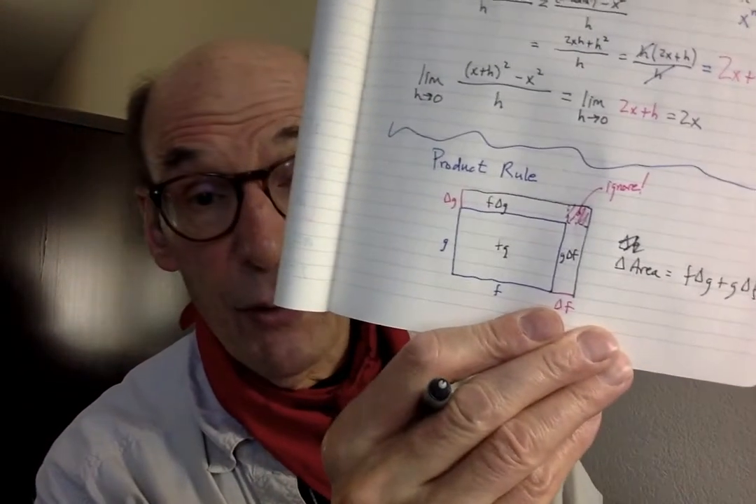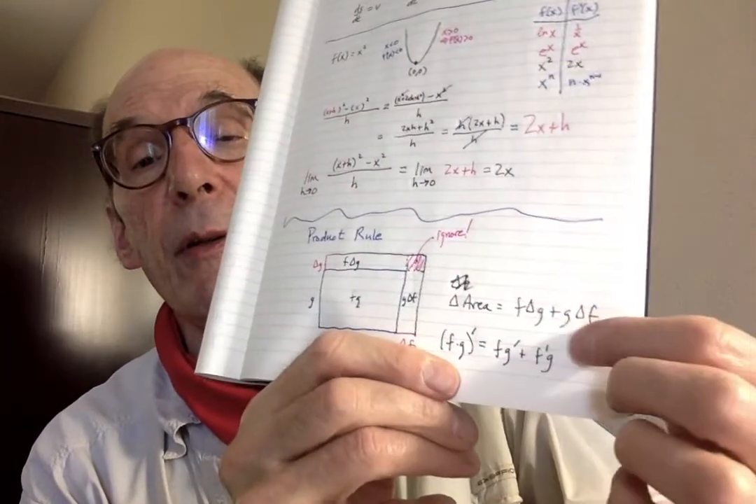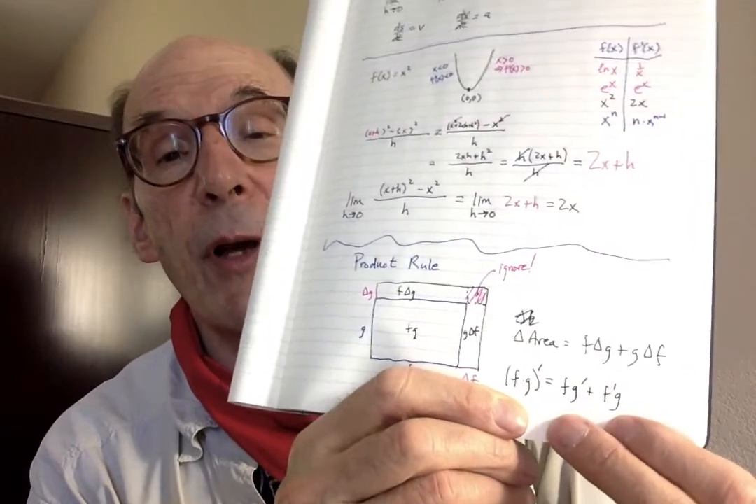And what we find is the change in the area. I'm sorry, I wrote the wrong thing. Change in area is F times the change in G plus G times the change in F. So that's what this diagram shows you. And when we look now at the limit, we'll find the product rule, which says the derivative of F times G is F times G prime plus F prime times G. So I've taken the limit here, and so this is the product rule.